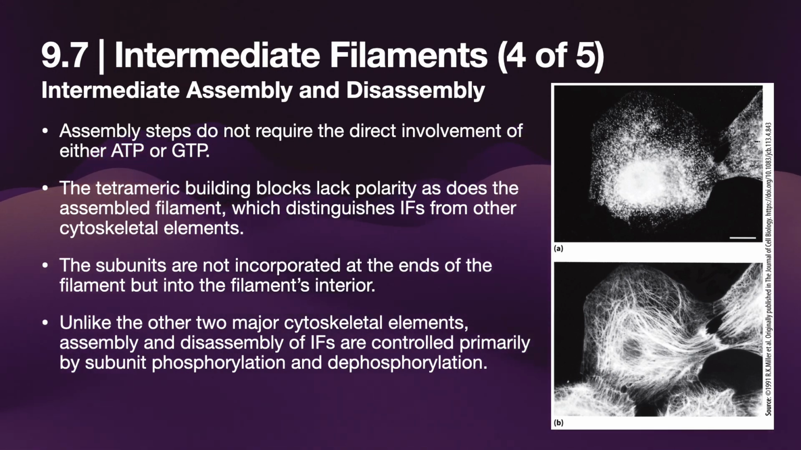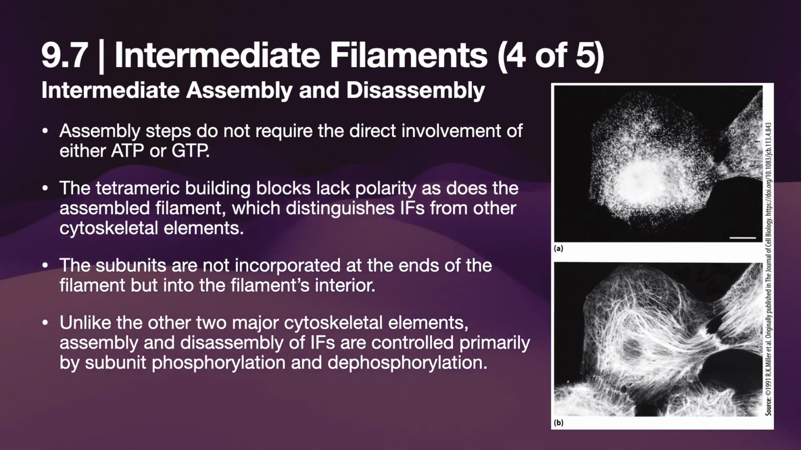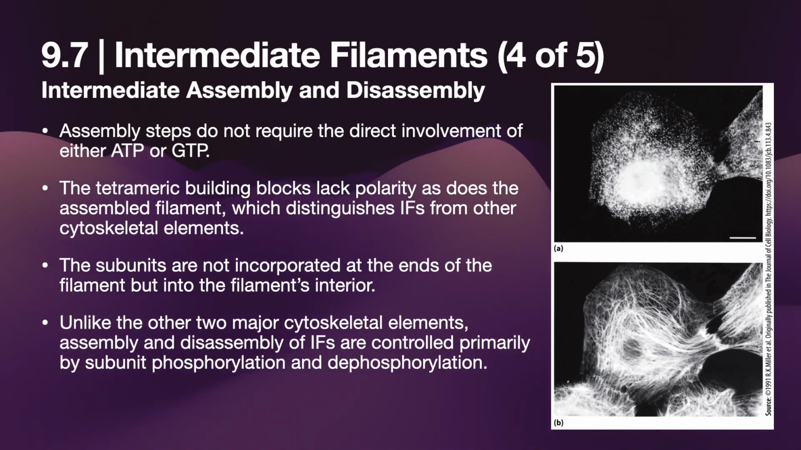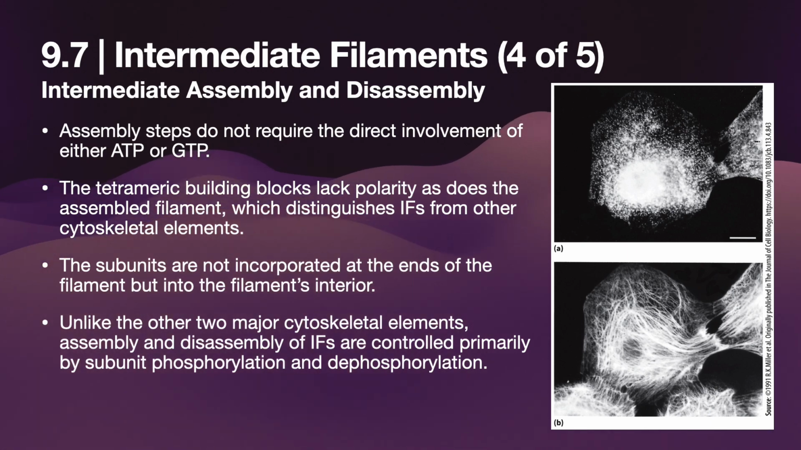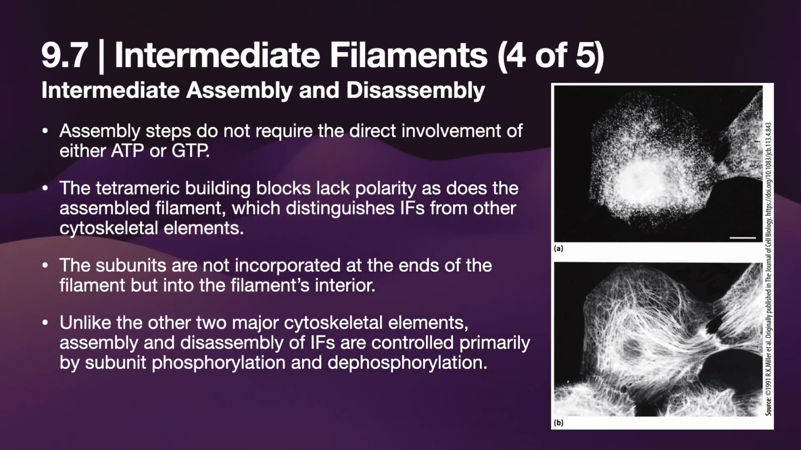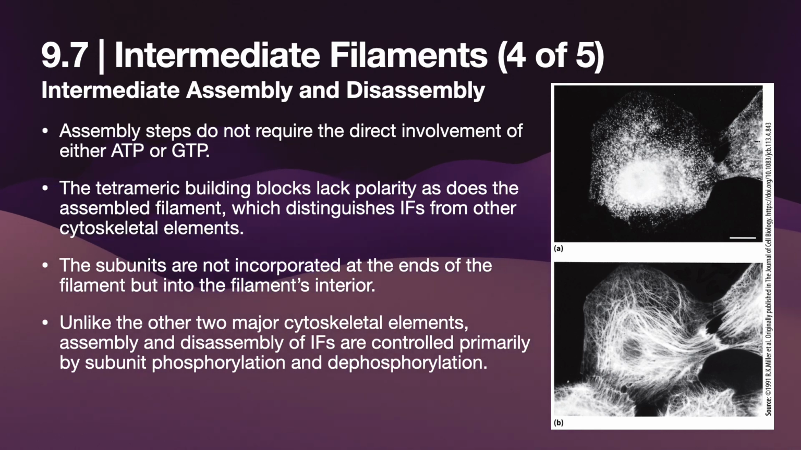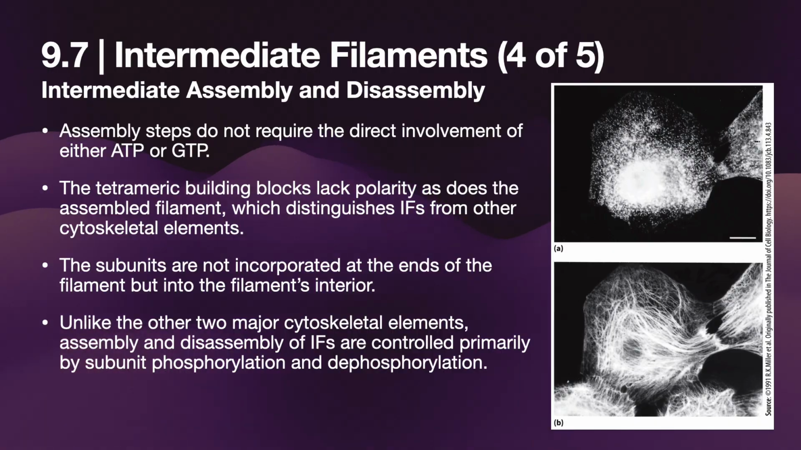How do they assemble and disassemble? These assembly steps do not require the direct involvement of either ATP or GTP. The tetrameric building blocks lack polarity, as does the assembled filament, which distinguishes IFs from other cytoskeletal elements. The subunits are not incorporated at the ends of the filament, but into the filament's interior. Unlike the other two major cytoskeletal elements, assembly and disassembly of IFs are controlled primarily by subunit phosphorylation and dephosphorylation.